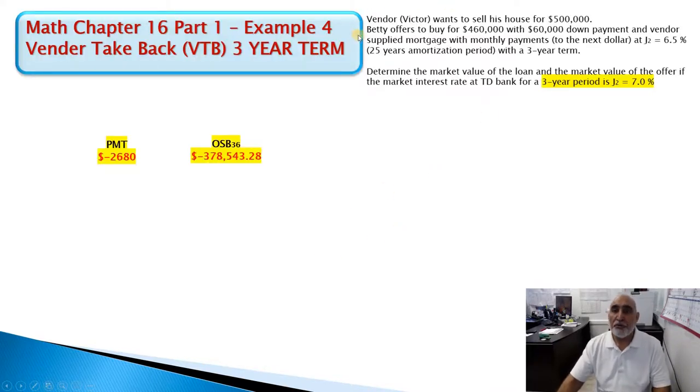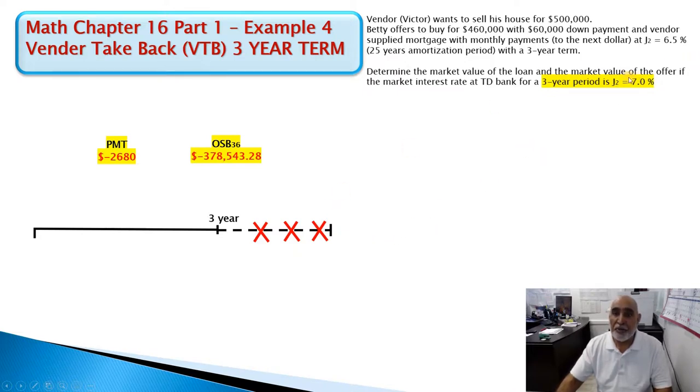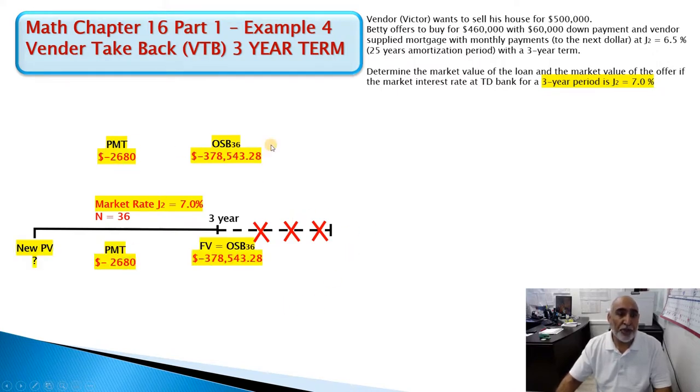From the first paragraph full of information, we are finding the payment and the OSB of the term. Let's say we were given these two values in this paragraph. Sometimes in the exam questions, these two items are given. Once you have these two, you draw a new timeline diagram. In the new timeline diagram, you have the market rate and the time. From this paragraph, you bring in your payment and your OSB, and we're looking for a new PV.